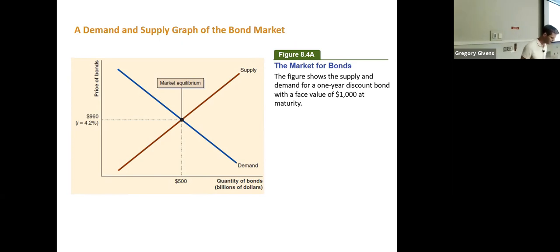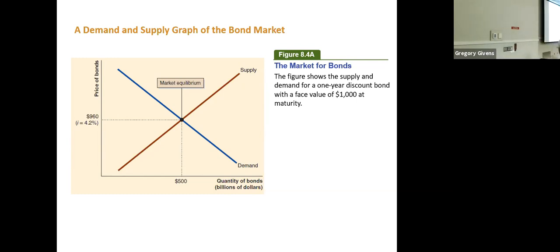Let me talk about the demand component of this model of the bond market first. What does the demand curve represent? What does it tell us? It tells us the relationship between the price of a bond and the total quantity demanded. And of course, it's going to be downward sloping. Now, why does that make sense? Why would the demand curve for bonds slope down?